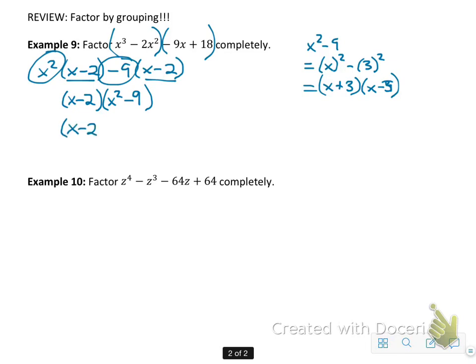Then we can take that and come back over here. So we have x minus 2 times what we just got. So x plus 3, x minus 3. And there we go. That's our answer. So once you know the shortcut, it's really easy to use it.